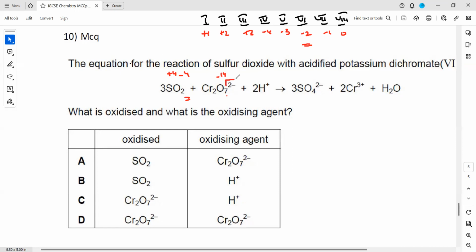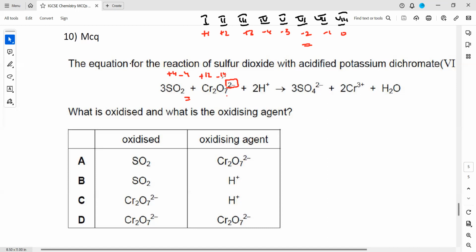The total charge should be -2, meaning the result should be -2. So what should be the chromium oxidation number? I want the final result to be -2. What should be the chromium? It should be +12, because +12 -14 will give us -2.